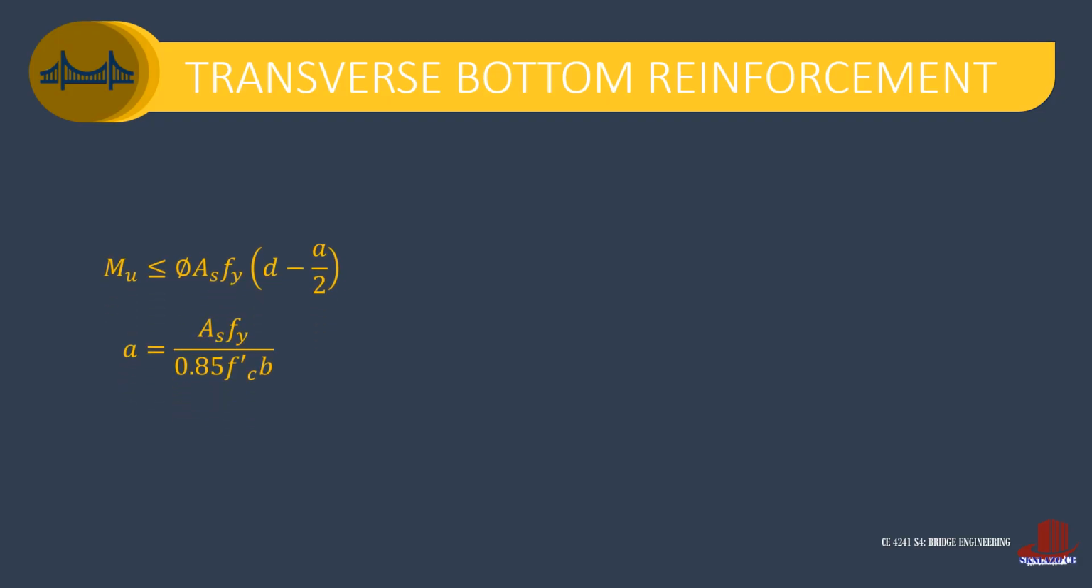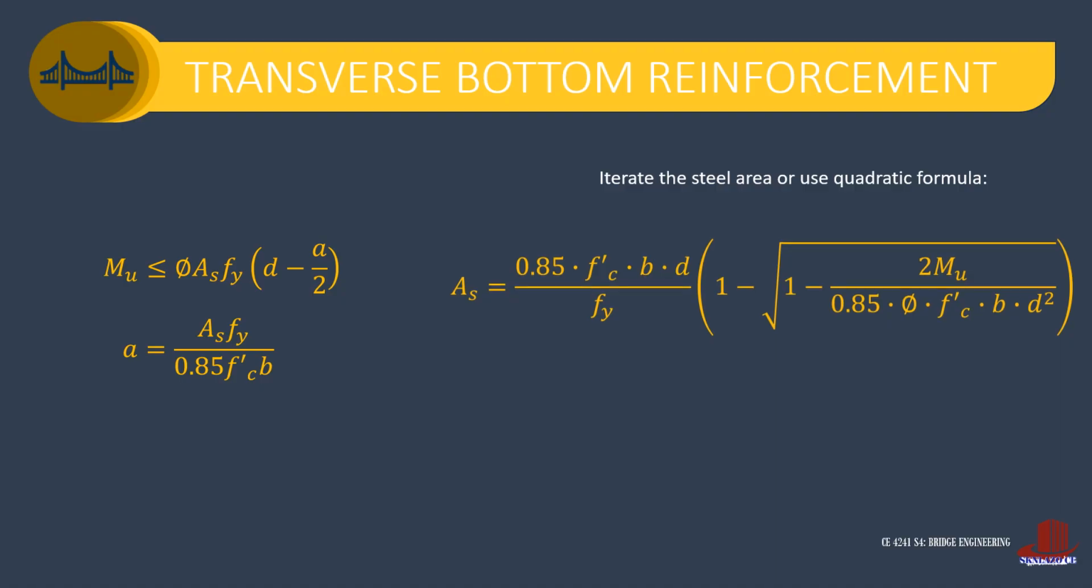Now let's get back to the two equations, where As is unknown. We can still solve for the steel area by iteration. That's by assuming a value for a and verifying it through iterations. Or we can combine the two equations by substituting a into the Mu equation, which gives the longer one.